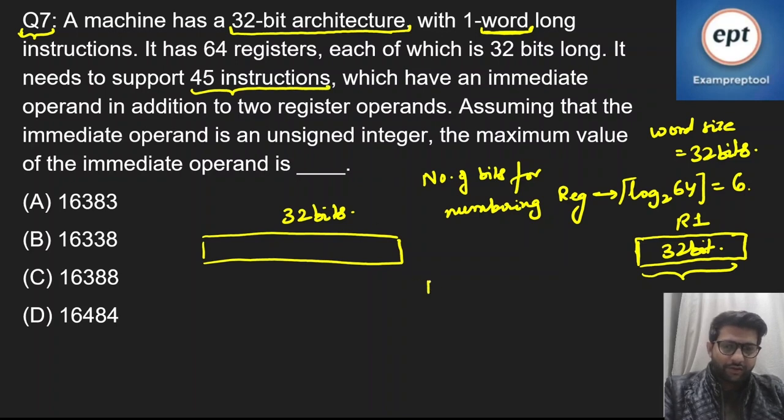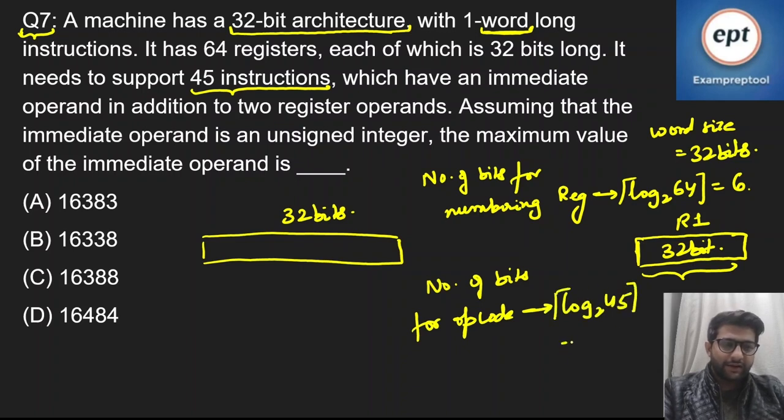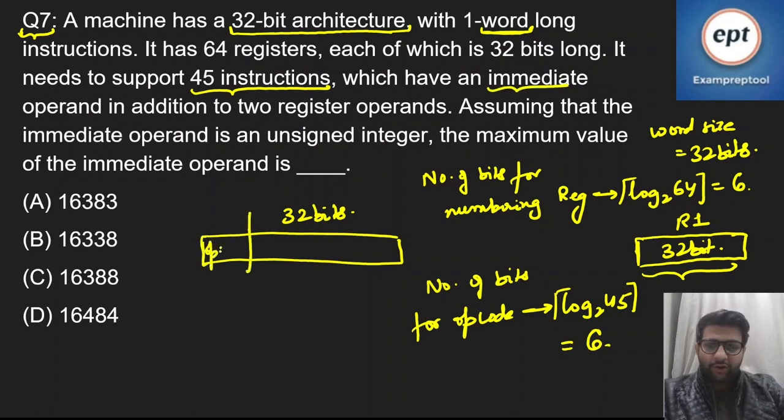So the number of bits for the opcode will be log base 2 of 45 ceiling, right? And that will also be 6. Now, the instructions have an immediate operand in addition to two register operands. So the format of the instruction is given as an opcode, two register operands and one immediate operand, right?